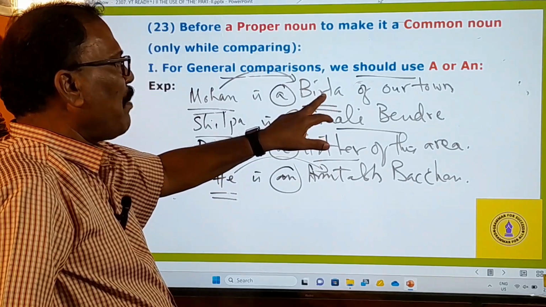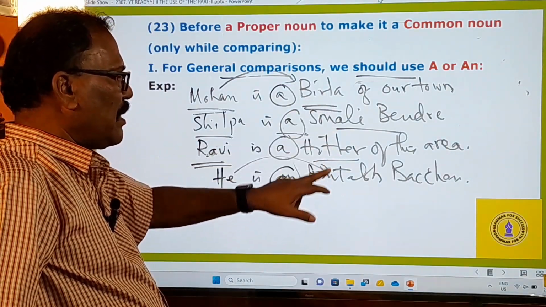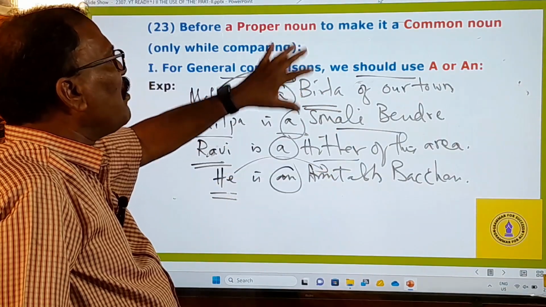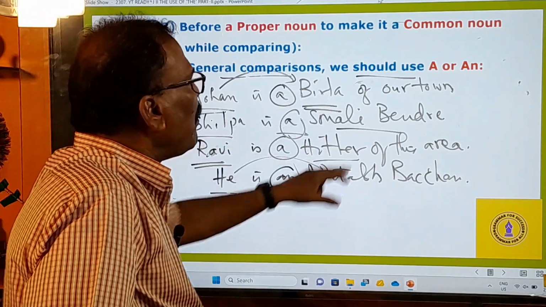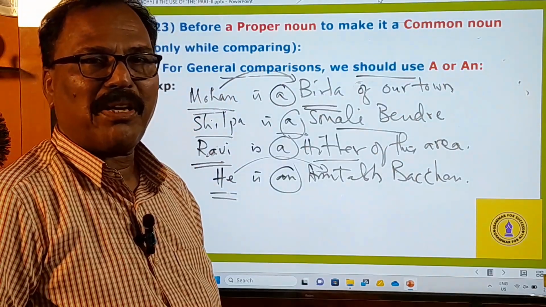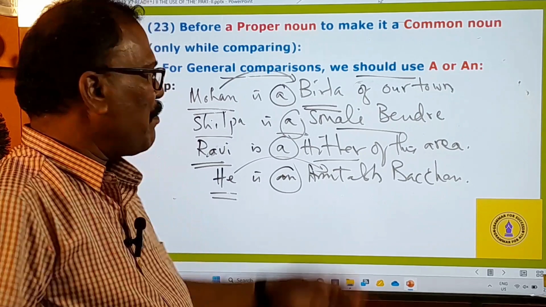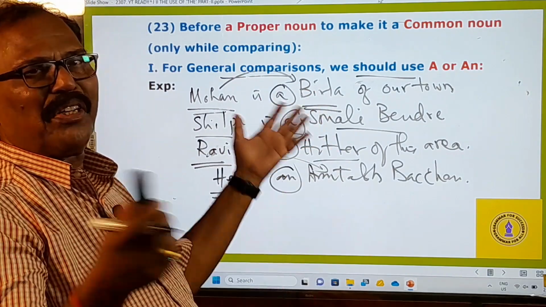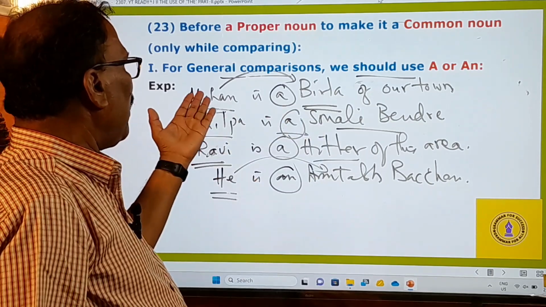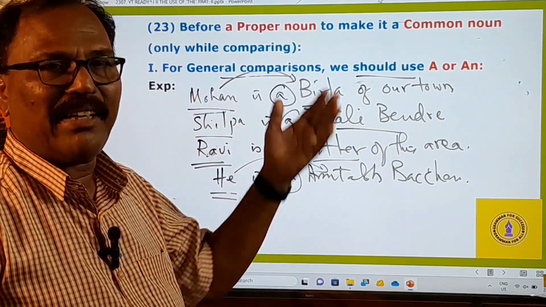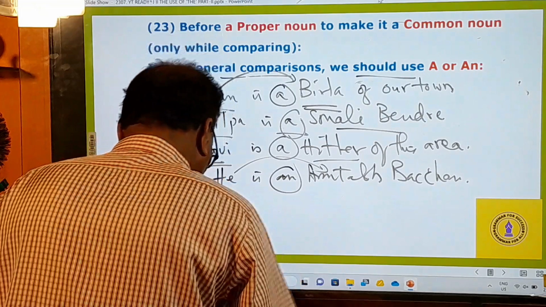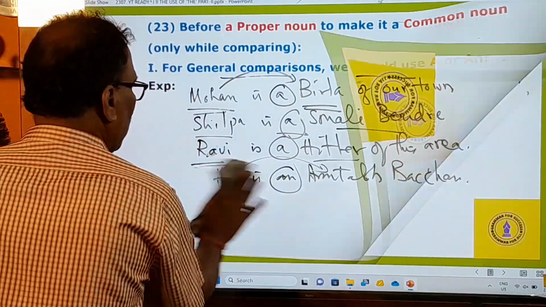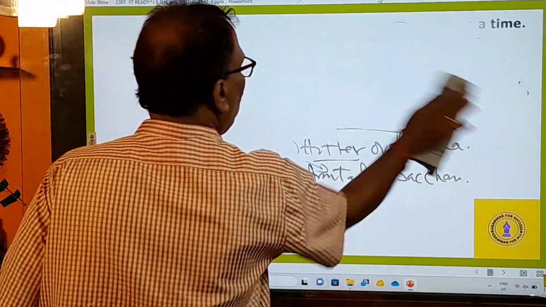proper nouns. Birla is a proper noun, Sonali Bendre is a proper noun, Hitler is a proper noun. But before them, we have used a or an. And now they have all become common nouns. They are proper nouns, but they have become common because anybody can be a Sonali Bendre. Any beautiful girl can be a Sonali Bendre. Any rich man can be a Birla. Right. And for specific comparisons, let us go for that.